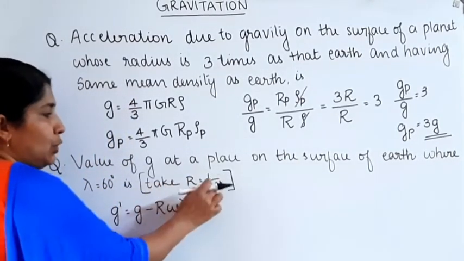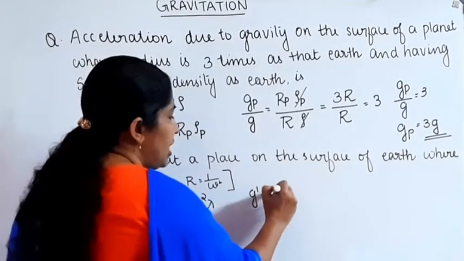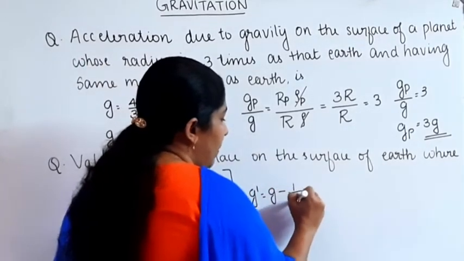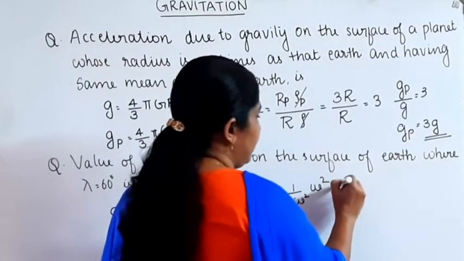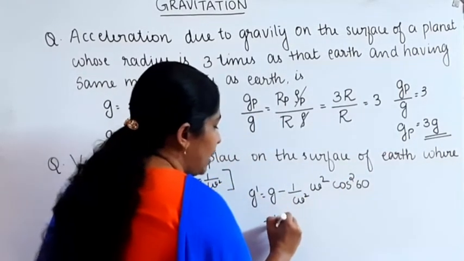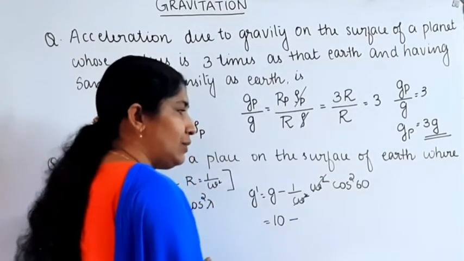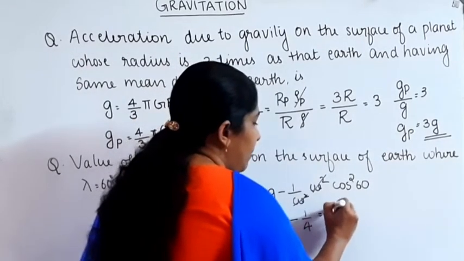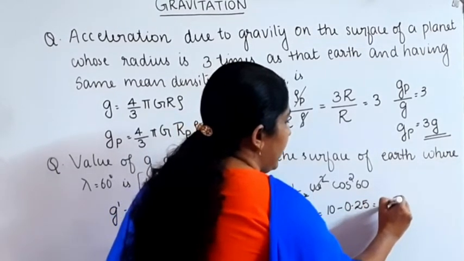Here take R is equal to 1 by omega square, that's also given. Then g dash is equal to g minus 1 by omega square into omega square into cos square 60. With g equal to 10, omega square gets cancelled. Cos 60 is equal to 1 by 2, then cos square 60 is equal to 1 by 4. That's equal to 10 minus 0.25, which is equal to 9.75.